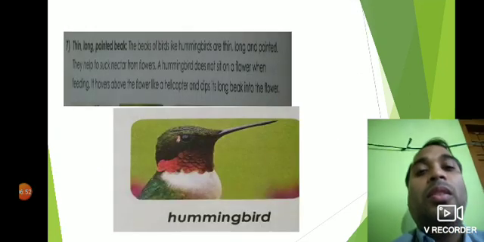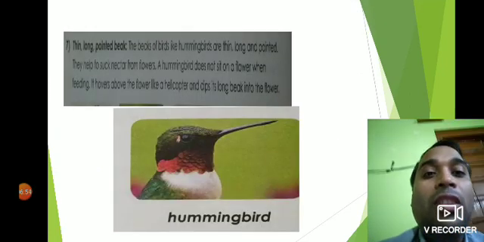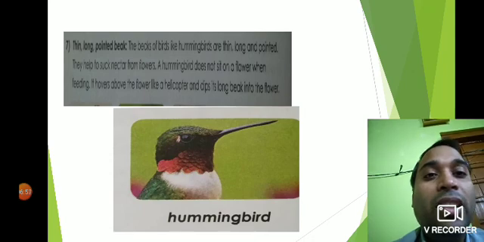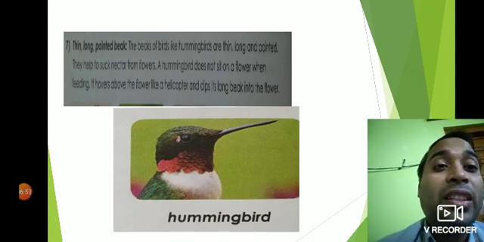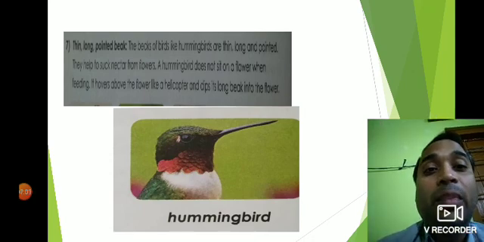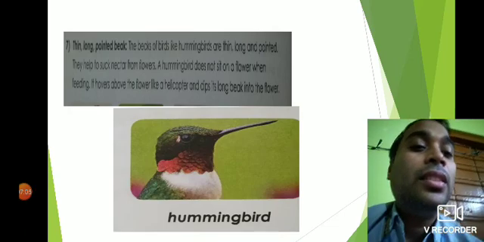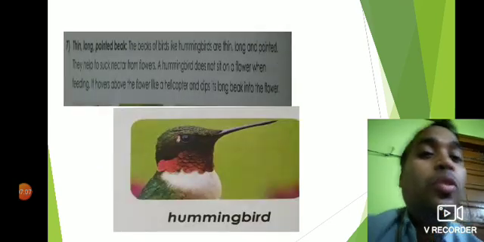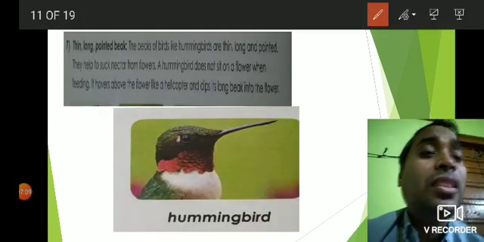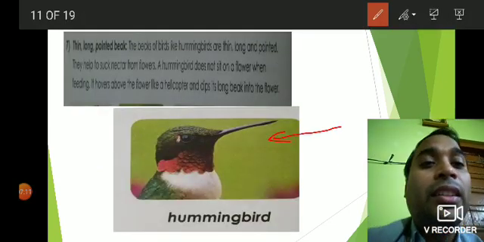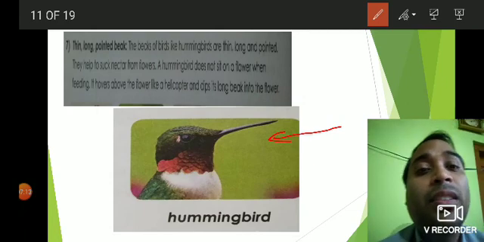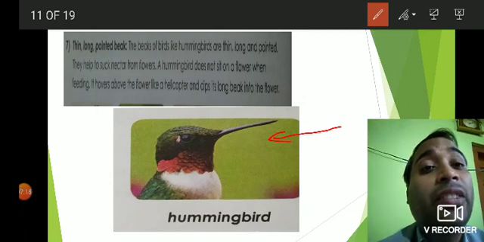Then we have the thin, long, pointed beak. This is found in hummingbirds. The beaks of birds like hummingbirds are thin, long and pointed. They help to suck nectar from the flowers. Since the beak is thin and long, just like a tube or syringe, they can suck the nectar from the flowers.